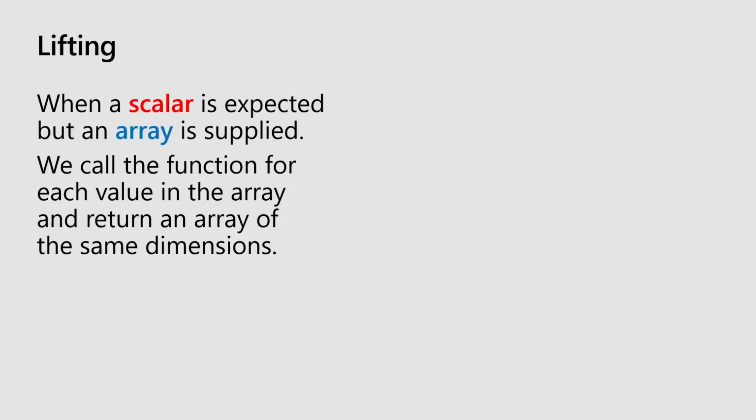So the first thing is lifting. When a scalar is expected, when one thing is expected by a formula, but you give it an array, Excel internally says, well, that thing only expects one thing. So I'm going to give it one value from that array, get the answer, and stitch together a return array. So I end up generating an array as the return array. We refer to that as lifting.